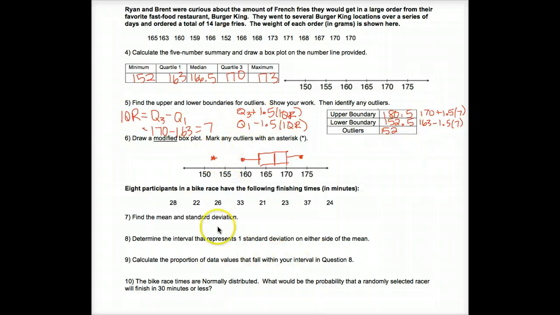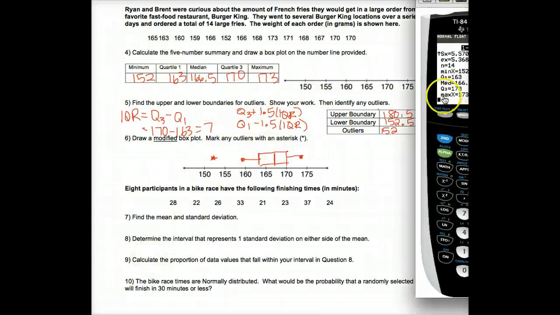All right, next one I want to do is number 8. So I already went through on the calculator how to find your 5-number summary, which also gives you your mean and standard deviation up here. So the answers that I gave you in class, these ones, I just got that same way. Number 8, determine the interval that represents one standard deviation on either side of the mean. That just means one standard deviation below the mean and one standard deviation above the mean.